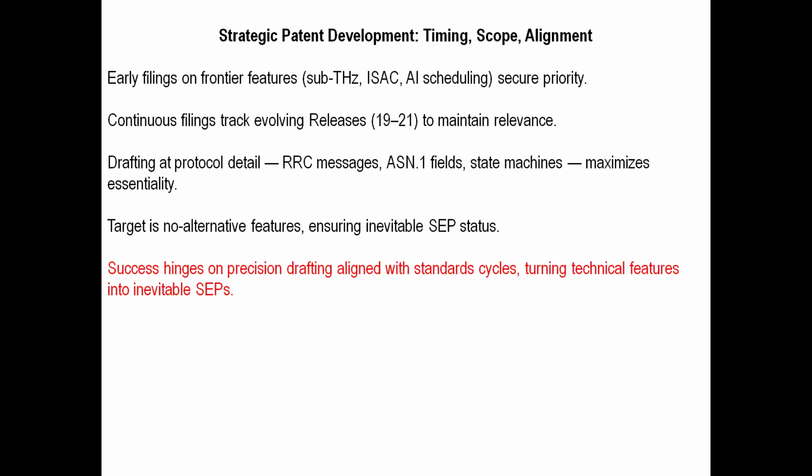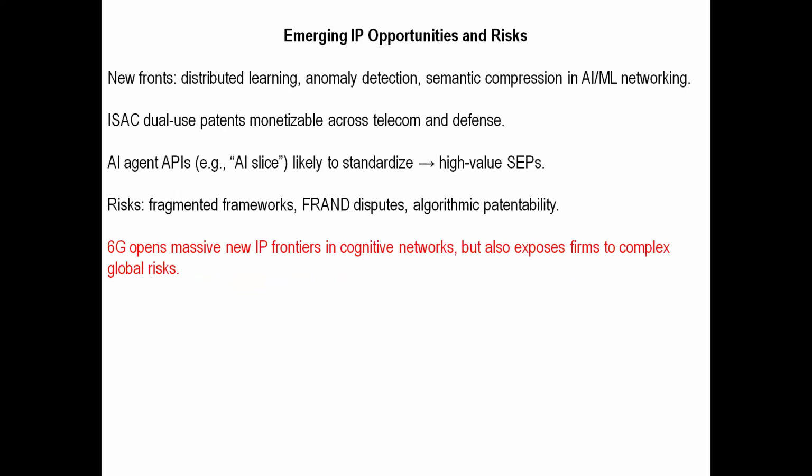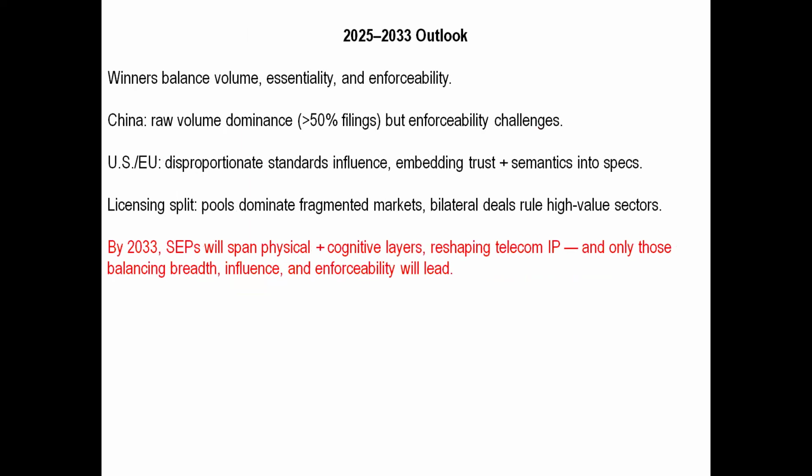My expectation is that producing IP is another story. It will be more precise, and you will have more and more patent engineering and technical matters to think about in generating the SEP. I also think there will be massive new opportunities and challenges waiting in this space. My expectation is that only those balancing breadth and depth, influence and enforceability will lead. So as I mentioned, being more flexible or more focused, you need to strategically prepare for 6G.